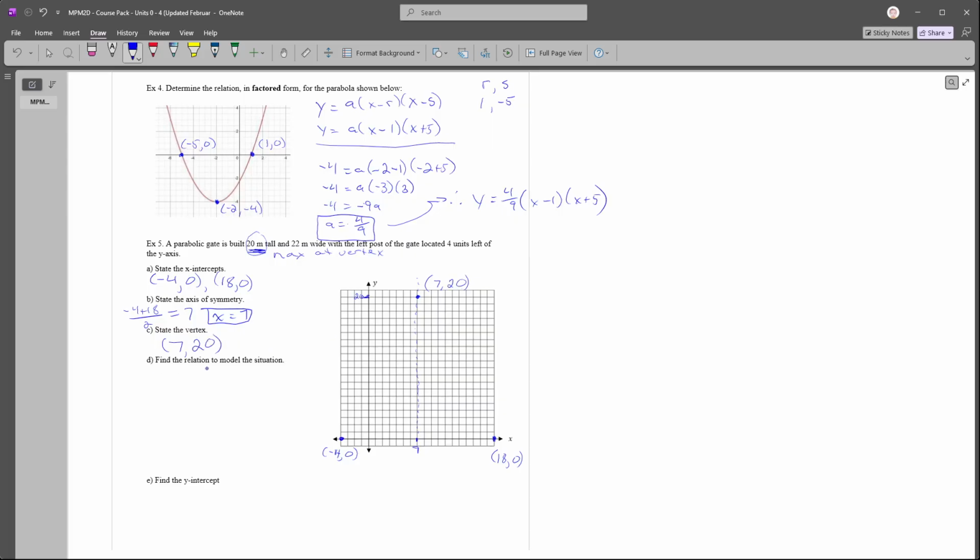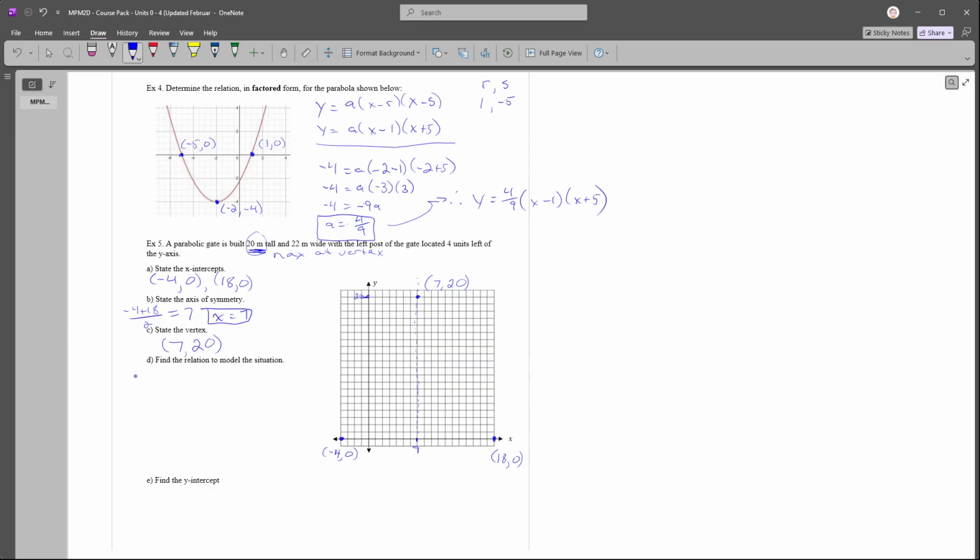Find the relation to model the situation. Because we have the two x-intercepts and we have a vertex, the perfect thing to use is going to be factored form. Could we do vertex form? Well, it'd be a little bit more tricky, but yes, in theory. But let's deal with factored form here.